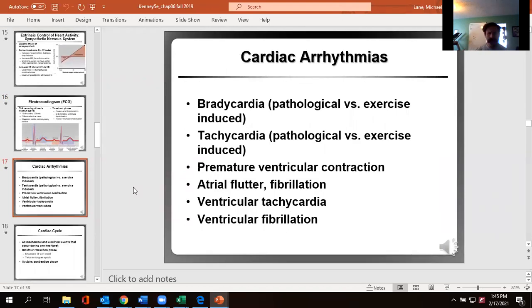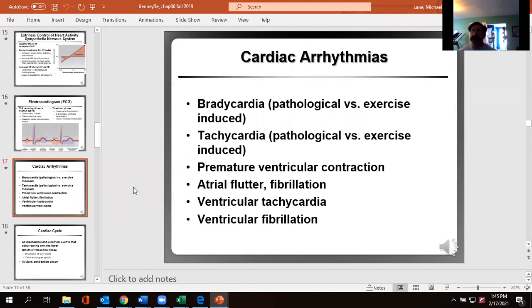Now, there are going to be a number of different situations you can find yourself in. Bradycardia is a very low resting heart rate. Pathological, because once again, we have heart failure, that's bad. Now, if this is because you're in good shape, you're a healthy individual, that's absolutely fine. That's normal. Tachycardia, high resting heart rate. This is going to be high because you're exercising. Normal. If it's high because you're just standing there, not good.